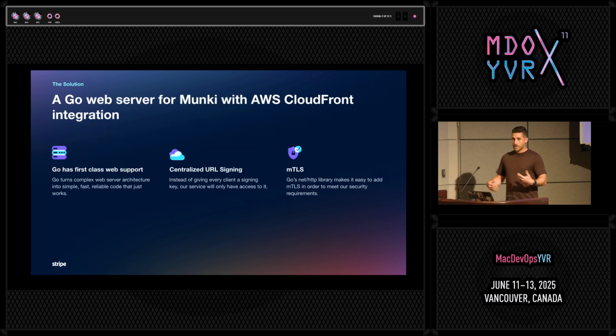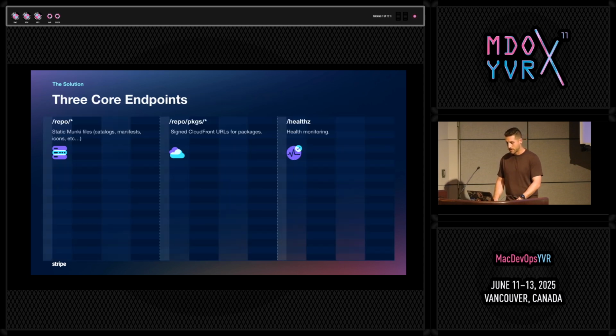Okay, so we landed on using Go for this, and one of the reasons we wanted to use Go is it has just first-class web support, and it runs really well, and you can get a single compiled binary for your service. Two, we can do centralized CloudFront URL signing, which we'll talk about, and there's an SDK from AWS that helps do this. And then lastly, we can add mTLS pretty easily with about 5 lines of code, and you can add multiple CAs or whatever you want to validate your clients against.